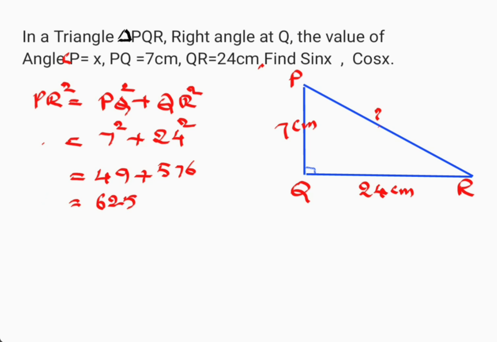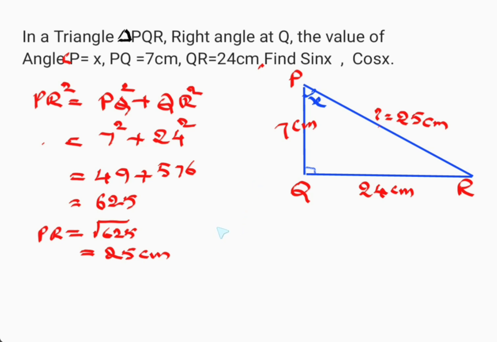PR square is equal to 625. PR is equal to under root of 625, which is 25 centimeters. This is 25 centimeters. Now the angle P is equal to X. Here is the X.